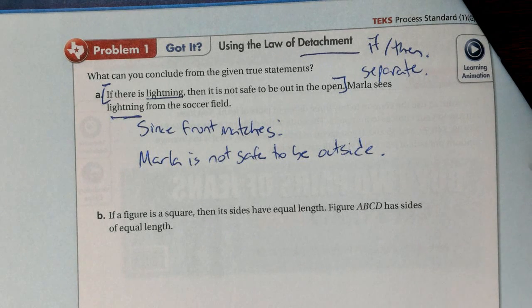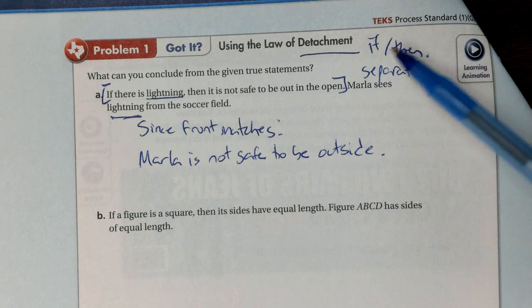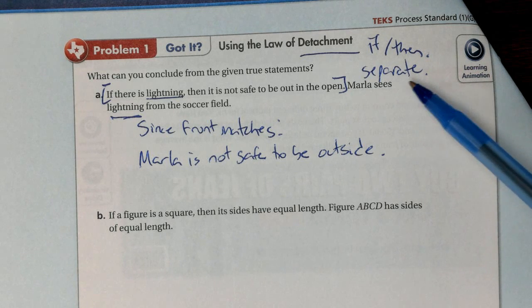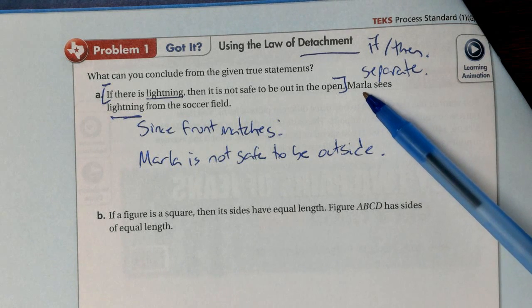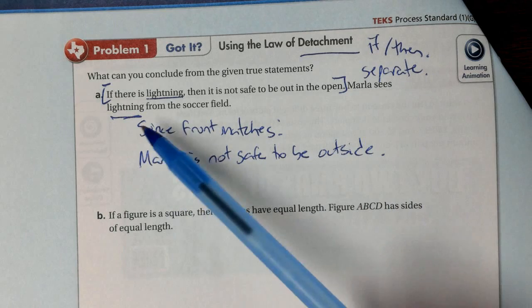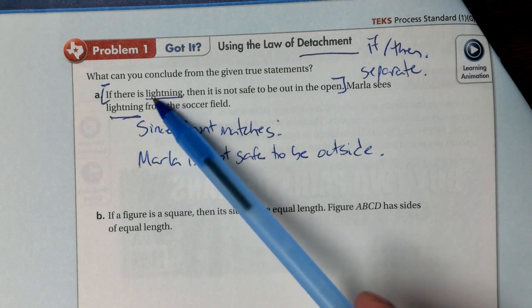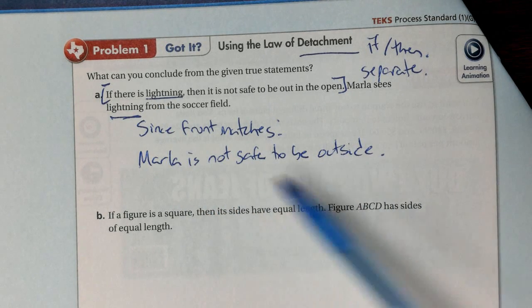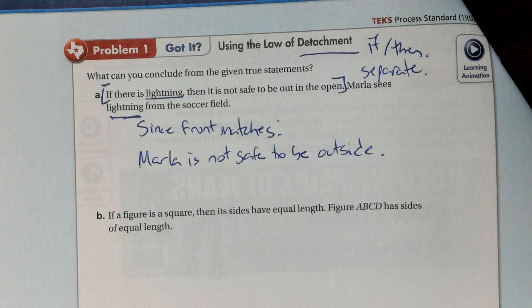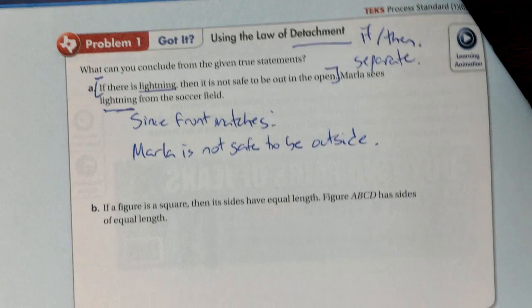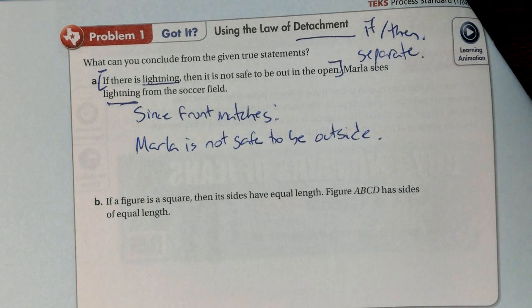So again, on the law of detachment type problems, you have an if-then, then you have a separate one. Marla is a specific person and sees lightning, which matches the front. So it's not safe to be outside, or to be out in the open if you want to be technical. Any questions? All right.